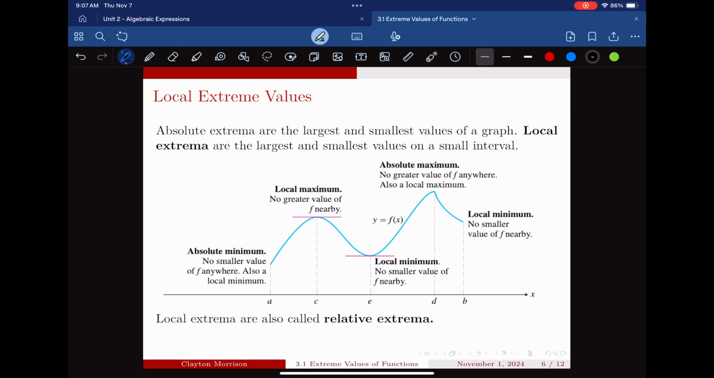So if I happen to call them relative extrema, that's why right here they're also known as relative extrema. I don't know which one your textbook prefers to do. I'm just going to keep calling it relative extrema, or local. I'm going to switch between the two.